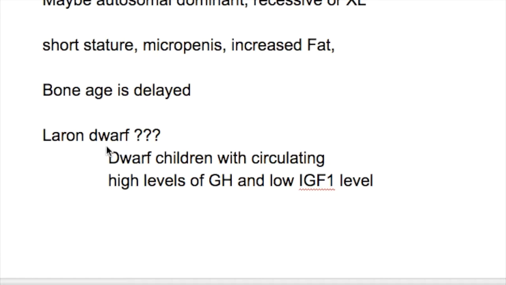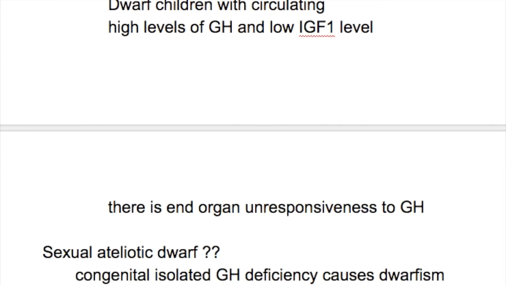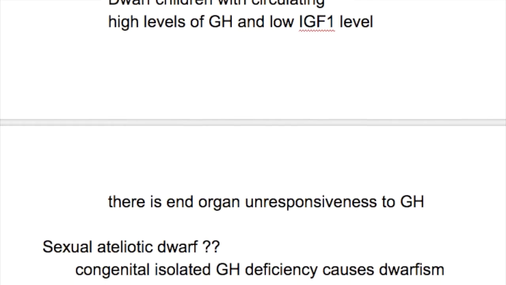So what happens in Laron dwarf? Dwarf children with circulating high levels of GH and low levels of IGF. In these patients, GH end organ unresponsiveness is present, so that its level is high but insulin-like growth factor is low. The second disorder is sexual ateliotic dwarfs. These children have congenital isolated GH deficiency that causes dwarfism. But they are sexually mature, women conceive and even give birth and lactate.